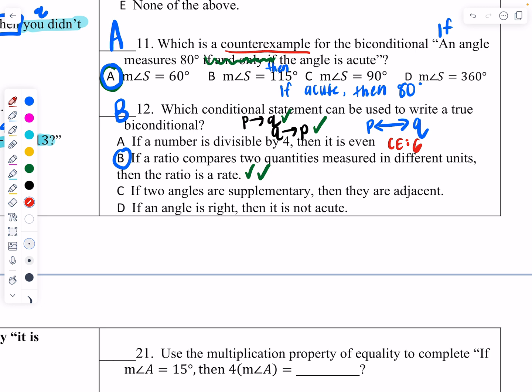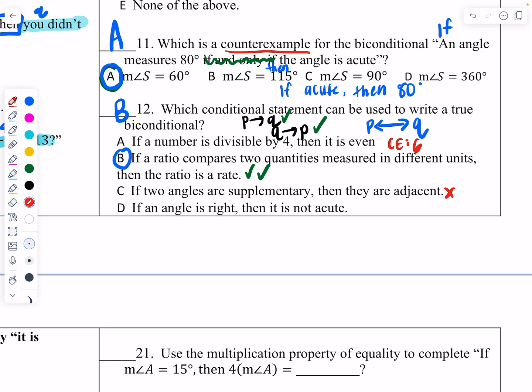If two angles are supplementary, then they are adjacent. Well, that is true for if it's a linear pair. But if they're adjacent, then they're not necessarily supplementary. Okay. In fact, this first one is going to be false as well because they don't have to be adjacent to be supplementary. Okay, so that is going to be false. The conditional statement is false, and the converse is false, and so that's going to be incorrect.